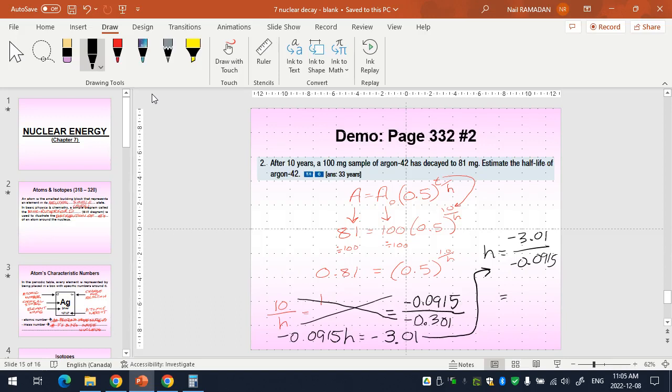Before enjoying your deserved lunch, can someone tell me the final answer? Come on. 33 what? It will take 33 years for this element to decay from 100 to just 81 milligrams. It will take you 33 years to lose 19 milligrams. That's how slow it decays. That is slow. 33 years.